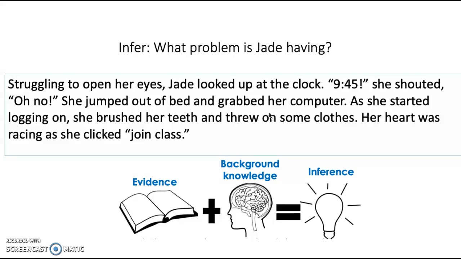Okay, this is something that you will see often in our ELA class. So first we need to read our question. Our question asks, infer, what problem is Jade having? Okay, so as we think before we read, we need to think about what is the exact problem. It's not going to tell us exactly. We need to make that educated guess or that inference to figure out what problem she's having. All right, let's start to read from this first word, struggling.